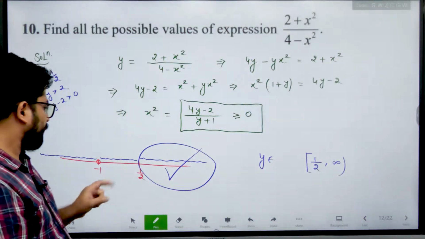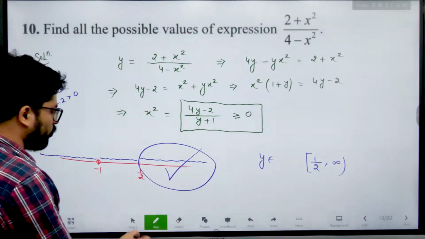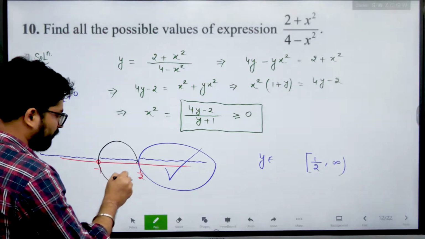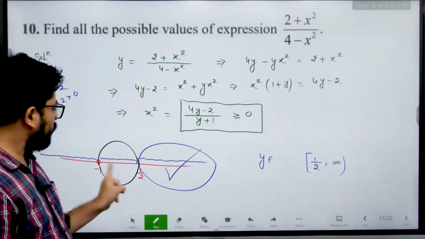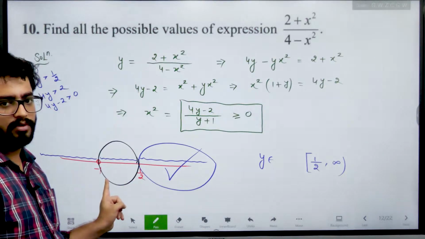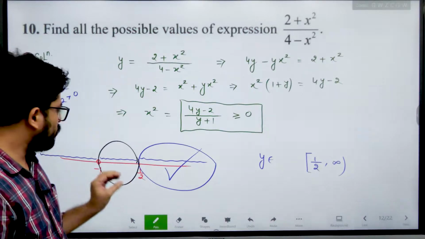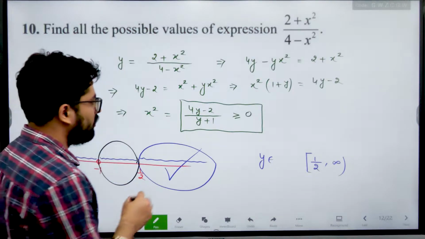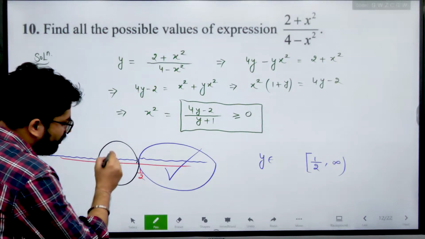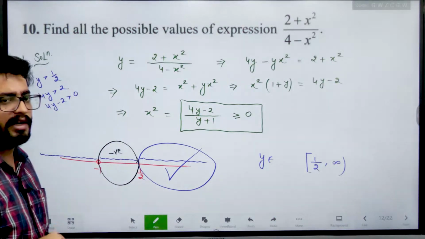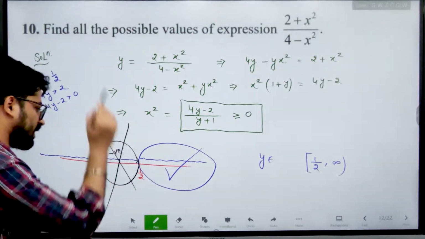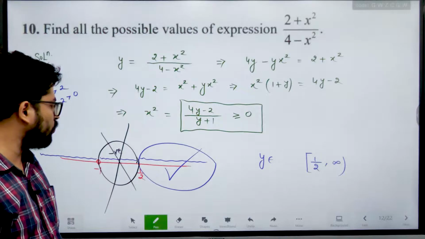Next thing, can we take any value between -1 and half? Let's check this one. We cannot take -1. If you choose a value here, it is greater than -1 but less than half. So if you choose, let's say 0 here, that will be -2 upon 1, which is negative. If you choose any other value here, you'll get a negative thing, and negative is not greater than or equal to 0. So you cannot choose any y from here, -1 to 1 by 2.